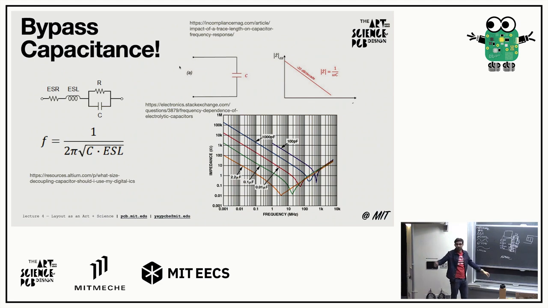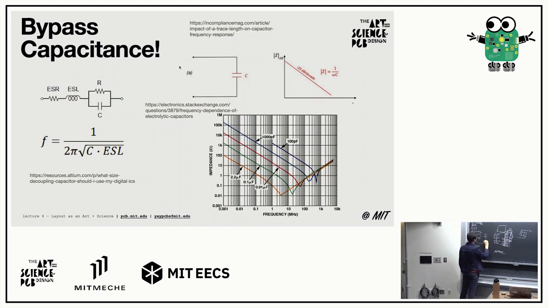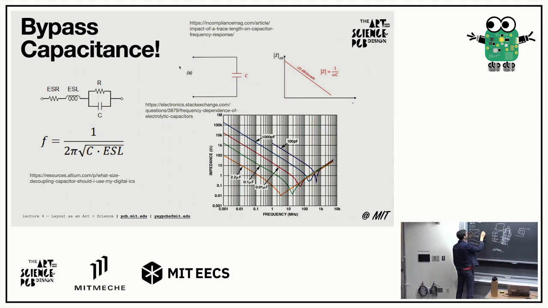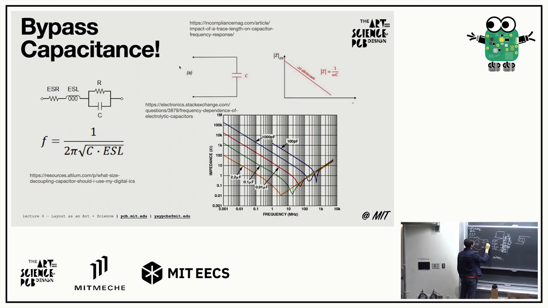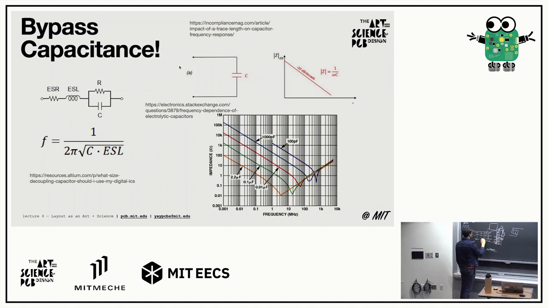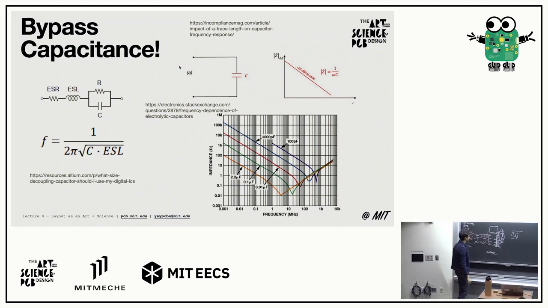Three bypass caps, right? So I'm going to get one shark here. He's going to be a large shark, like a 300 nanofarad shark. And then we're going to have a smaller shark, maybe like a 50 nanofarad shark. Oh, and this shark is also going to be an electrolytic shark. And then over here, we're going to have a 1 nanofarad shark, very tiny shark.